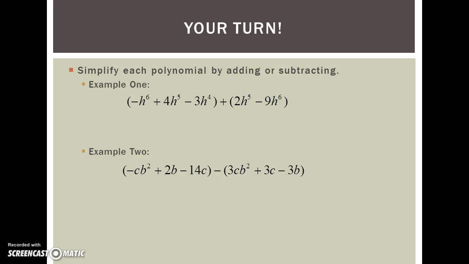Try these examples. Pause the video and see if you can add and subtract these examples. The first one, you should get negative 10h to the 6th plus 6h to the 5th minus 3h to the 4th. And example 2 should be negative 4cb squared plus 5b minus 17. If you didn't get these answers, please check your work and then bring questions to class.